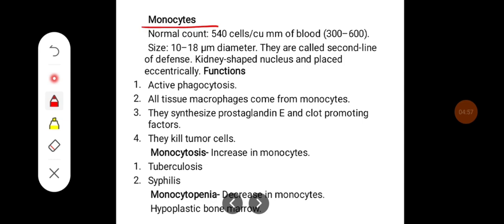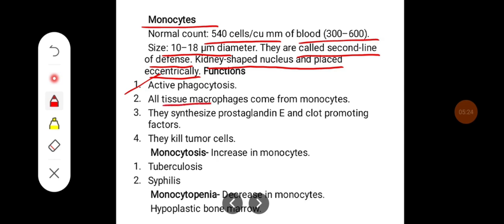Monocytes normal count is around 540 cells per cubic millimeter of blood, can range between 300 to 600. The size is larger, that is around 10 to 18 microns, and they are called the second line of defense mechanism. There will be a kidney-shaped nucleus placed eccentrically. Some of the important functions of monocytes: they are active phagocytic cells, and all the tissue macrophages come from monocytes. They synthesize prostaglandin E and clot promoting factors.